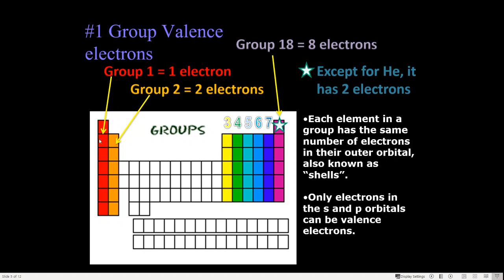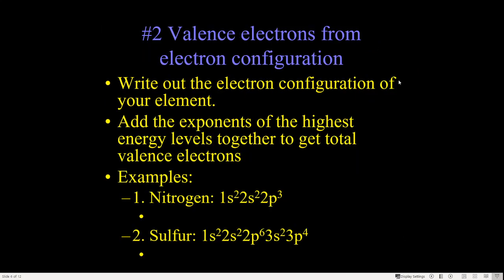You can also just count. If it's an element here, like in group 15, you would just count from the left side, 1, 2, 3, 4, 5. That also tells you. All right, so you can also figure out valence electrons from the electron configuration. You will write out the electron configuration and then add the exponents of the highest energy level together to get the total. So here's some examples.